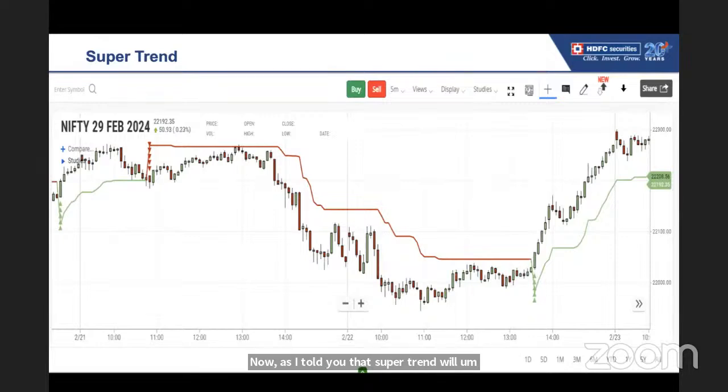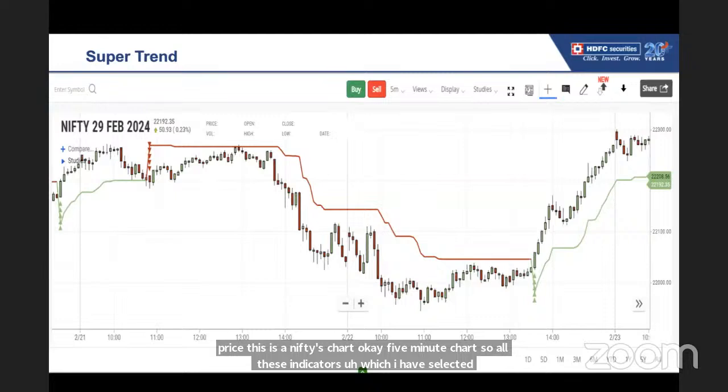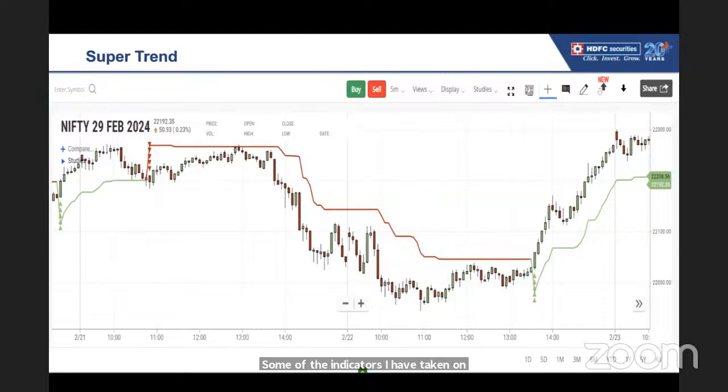Okay, so if you see over here, this is a Nifty's chart. Okay, 5-minute chart. So all these indicators which I have selected, some of the indicators I have taken on daily time frame, which can be beneficial for the positional traders. Some of the indicators I have chosen on a very smaller time frame, for example 5-minute or 15-minute. So those are good for intraday as well. Okay, so that's why I have kept the time frame as 5-minute.